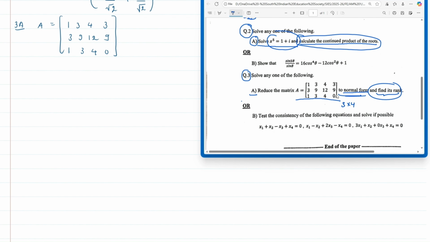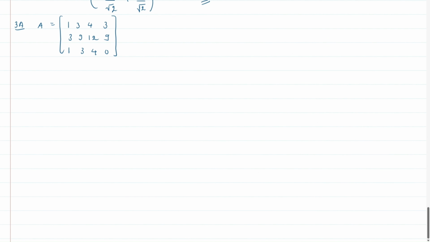So we are reducing the given matrix to its normal form, and further we are going to find out its rank. Firstly, you can see that we already have a 1 here. So let's use this one to reduce these entries to 0. We are going to perform EROs R2 minus 3 times R1 and R3 minus R1. So we will have A simplified like this.